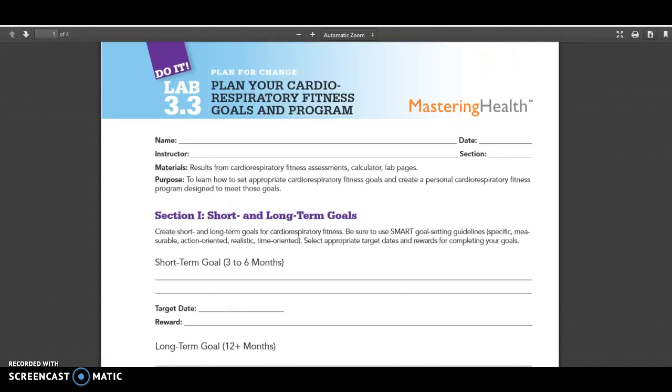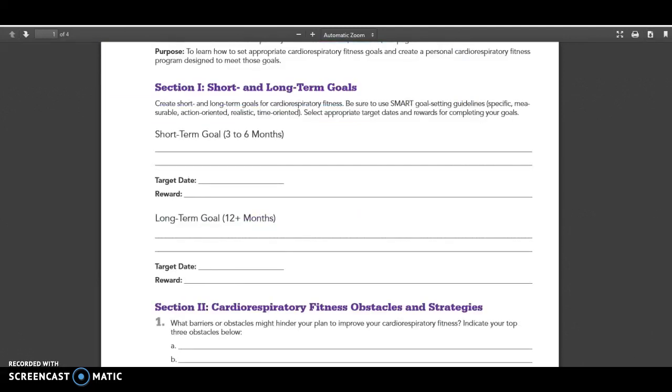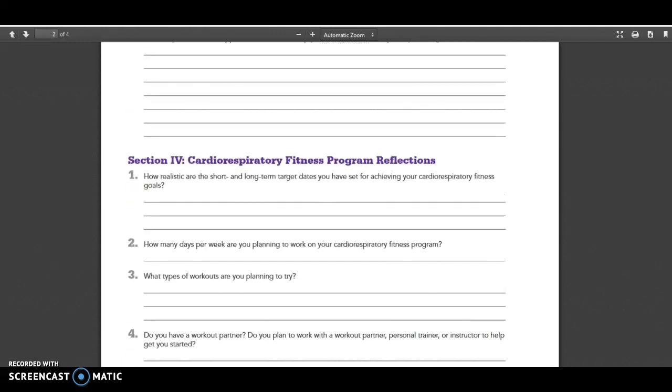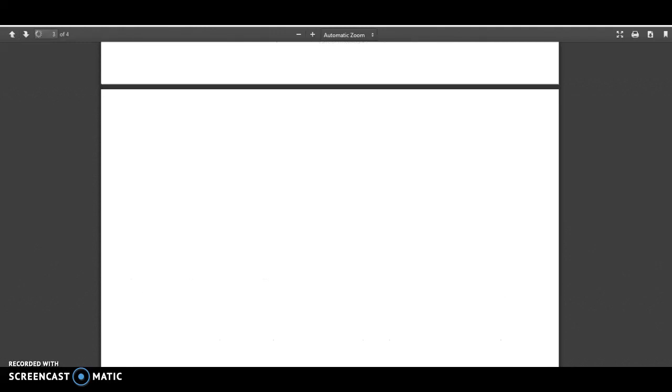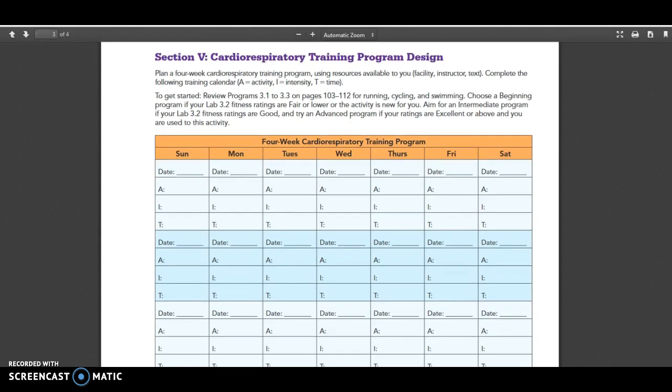The last and final portion of Chapter 3 Lab that's related to this week is that you have to design a program that I approve for you to perform 2 times this week. So you'll go through and do your planning and SMART goal setting throughout this, and then you will see that there's a place where you can design. This is your program design sheet.